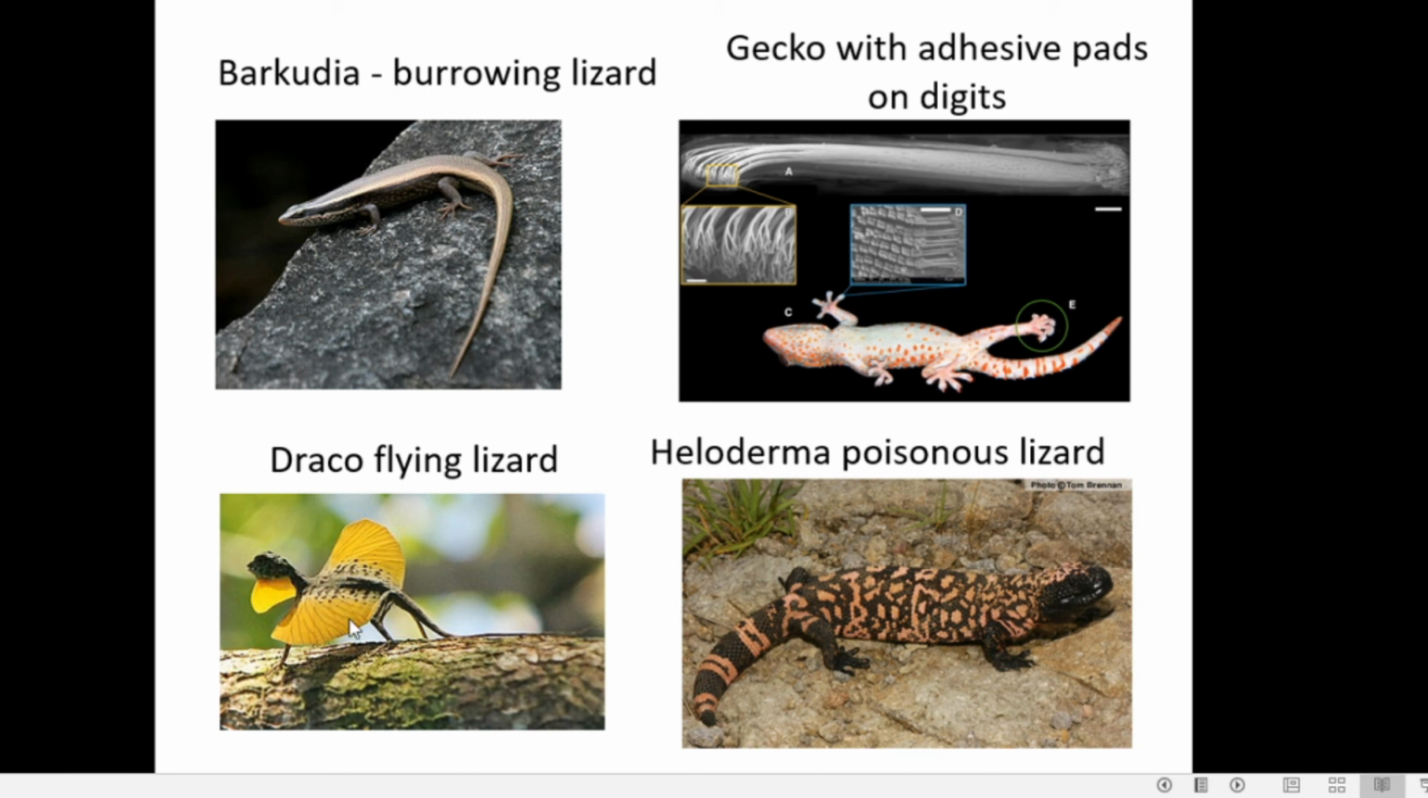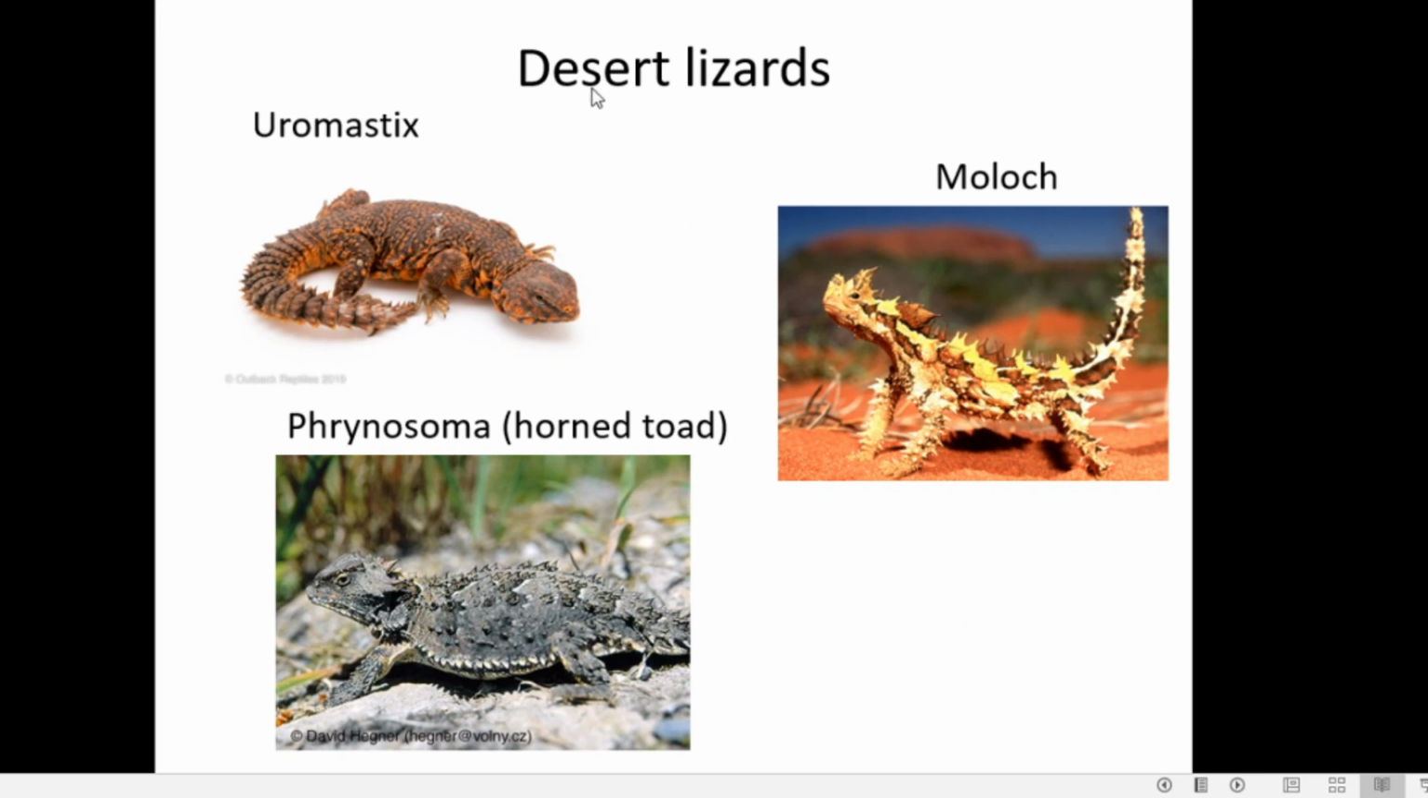This is Draco or flying lizard, which possesses a patagium or a parachute like structure that helps in short flights. This is the poisonous lizard, which is also called Heloderma, which is the only poisonous lizard. Here you can see some desert lizards like Uromastix, which is specialized for water storage, and Moloch horridus, which has got a hygroscopic skin which is able to absorb moisture. This is Phrynosoma or horned toad. Even though it is called a toad, it is actually coming under Reptilia. So these are some examples of desert lizards.